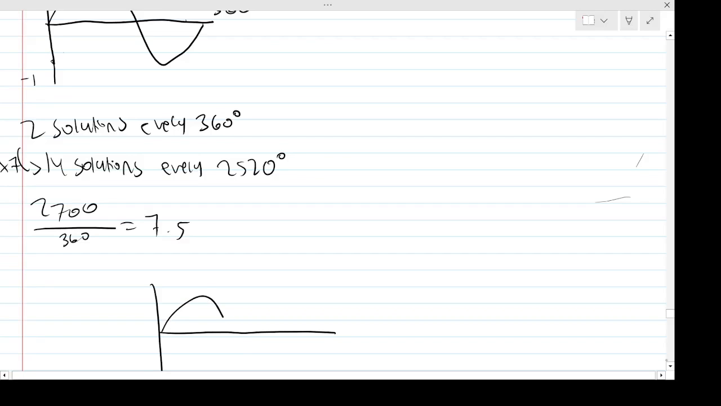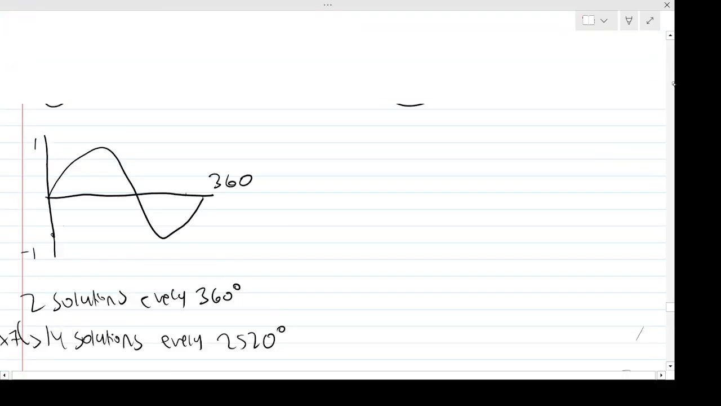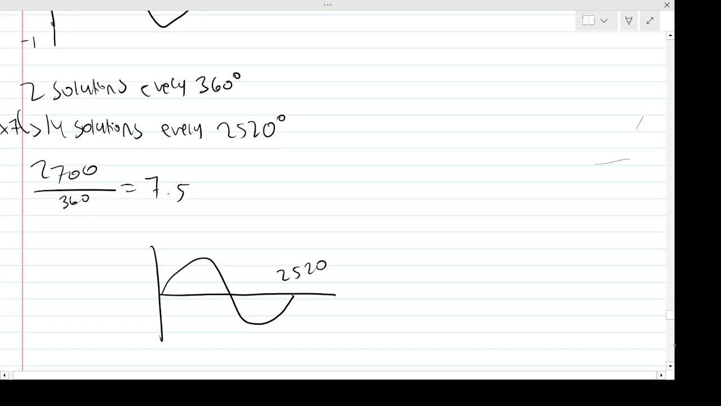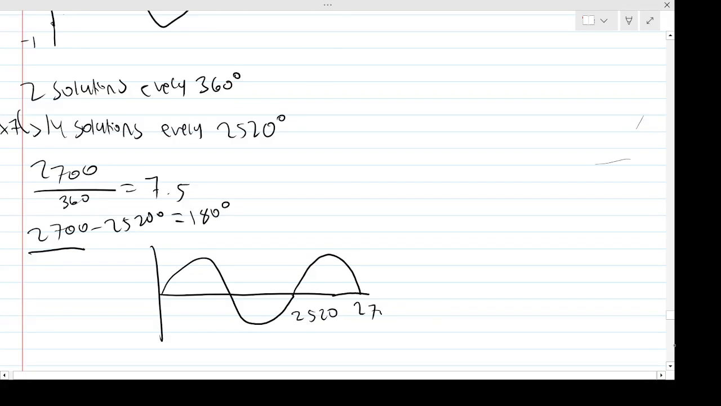So if I draw that same sine graph, this is now 2,520, right? After the 7th repeat, right? But we have a bit left over, because remember, we need to go up to 2,700. If we subtract 2,520 from 2,700, we get 180, right? Because then that'd be half of it. So we need to do another 180 afterwards, to get to the maximum degree of 2,700. So another 180, if we continue the shape of the graph, would be there.